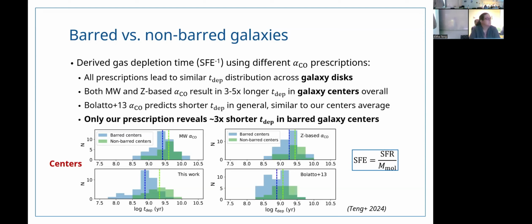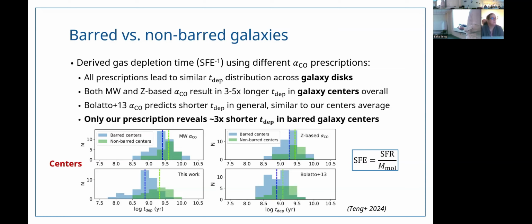And even though the Bellato prescription seems to predict a generally shorter depletion time that is similar to our average value, we found that only our prescription reveals a clear separation between barred and non-barred systems. So you can see a clear shift toward shorter depletion time for barred galaxies. This would suggest that the star formation efficiency is increased in barred galaxy centers.